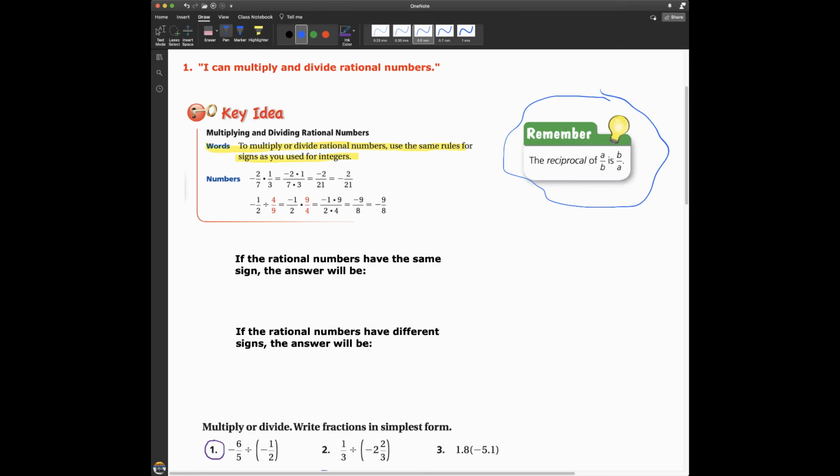Okay, so down here in bold, I wrote if the rational numbers have the same sign. So if I'm going to multiply 6/7 times 2/3, they both are positive numbers. So my answer is also positive.